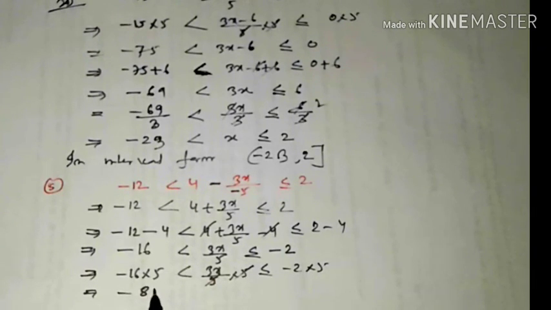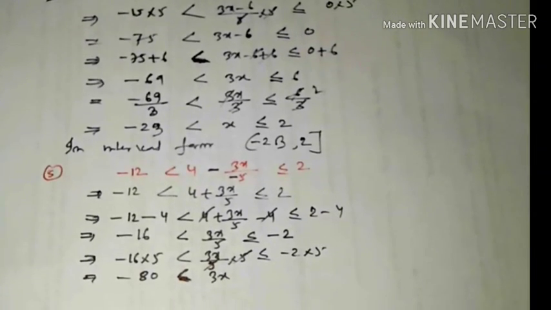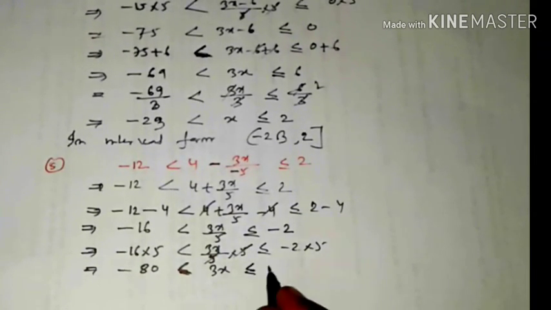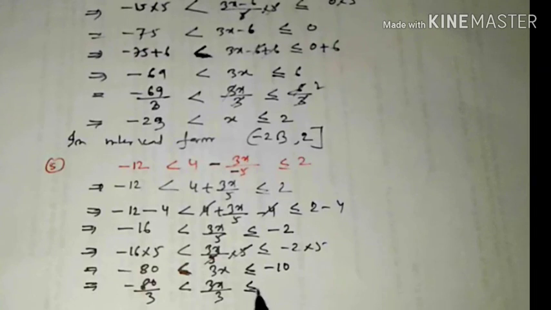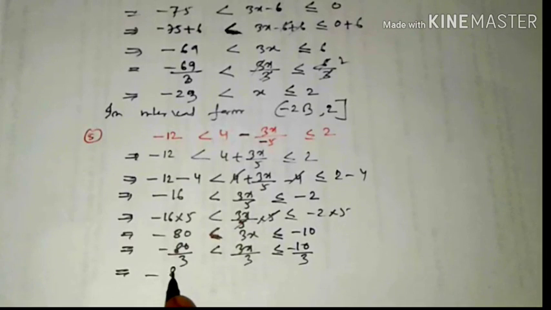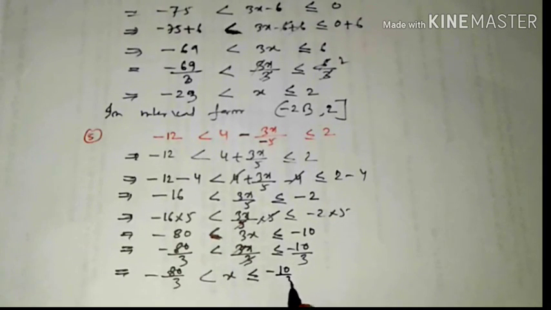It will be minus 80 less than 3x less than or equal to minus 10. Next, we have to divide by 3 to remove this 3 from here. 3x by 3, minus 10 by 3. It is minus 80 by 3. We can cancel x. You can cancel 3 here. It's minus 10 by 3.